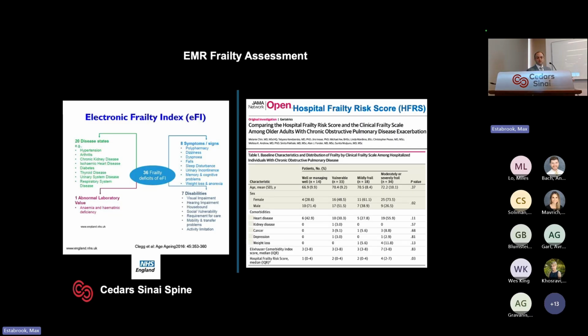One's called the Electronic Frailty Index, or EFI. The other one's called the Hospital Frailty Risk Score, or HFRS. Both have been validated in New England Journal level, JAMA papers, and so they're definitely very good outcomes measures, but I wanted to say, well, how well do these things, which also can be obtained in our medical record in the same way, compare?